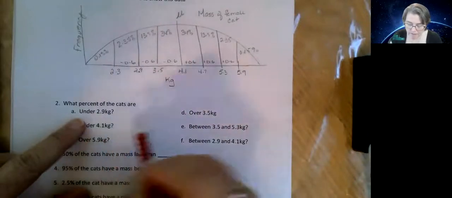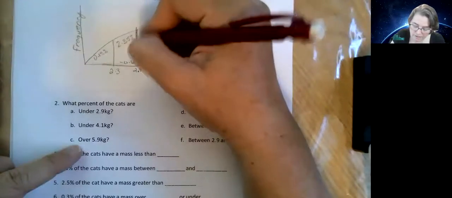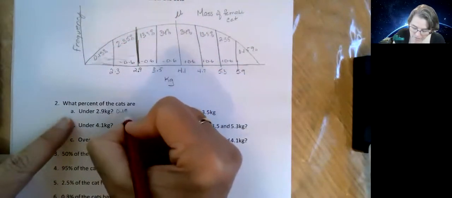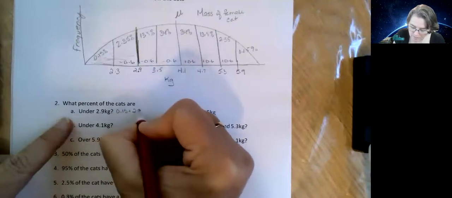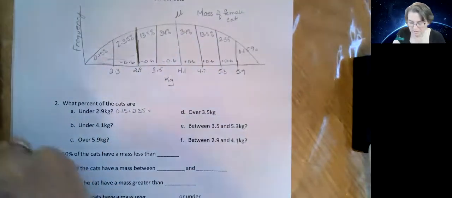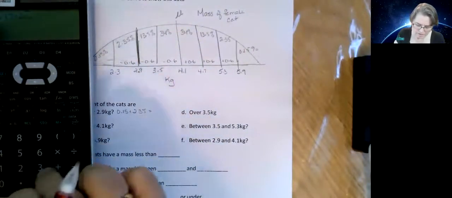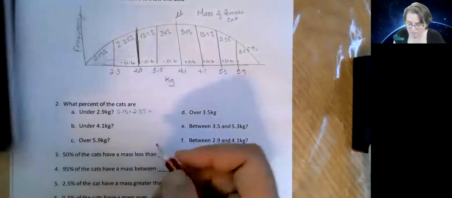Under 2.9 kilograms. All right, so there's my 2.9. I want less than that, so it's going to be this area. So 0.15 plus 2.35. I should know what that number is. 2.5? Yeah, 2.5%.